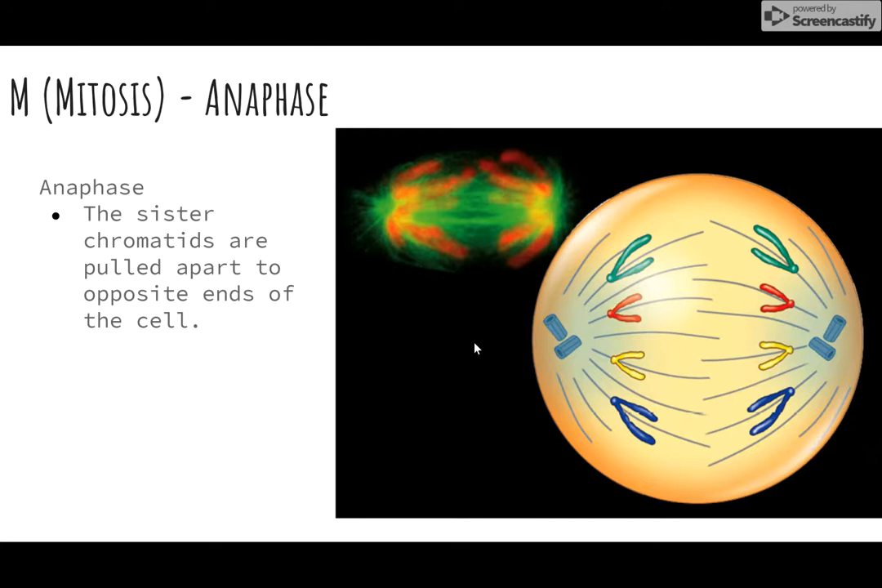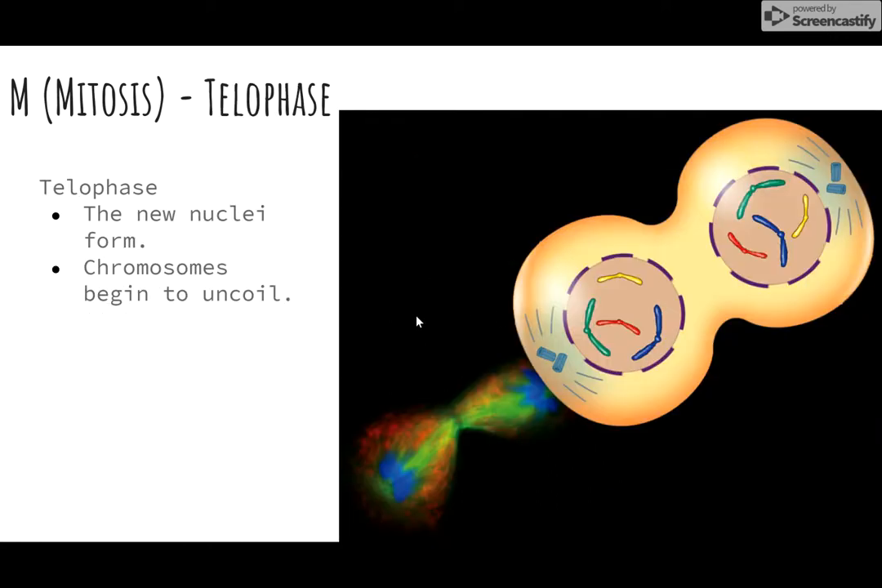Then we have anaphase, where the spindle fibers pull apart the sister chromatids to opposite sides of the cell. And then we have telophase, where the new nuclear membrane is going to form, and the chromosomes are going to start to uncoil. You can also see that the cell starts to pull apart in this phase.